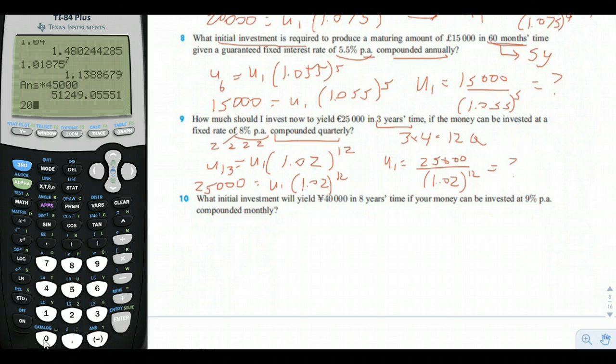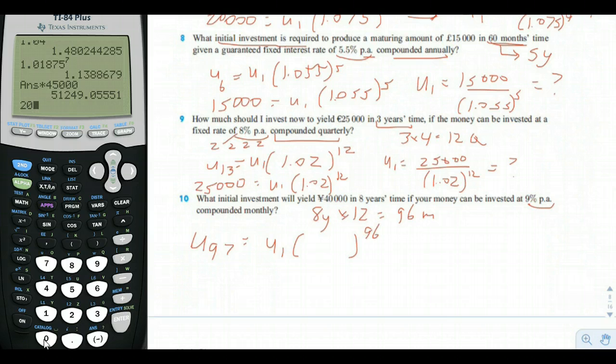What initial investment will yield 40,000 yen in 8 years' time if your money can be invested at 9% per annum, compounded monthly? Okay, so 8 years, but compounded monthly. So actually, how many months in 8 years? It would be 96 months. So 96 compounding periods. So our formula is going to be U97 is equal to U1 times the multiplier to the 96th power.